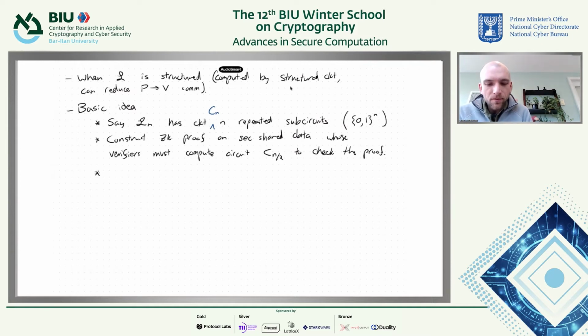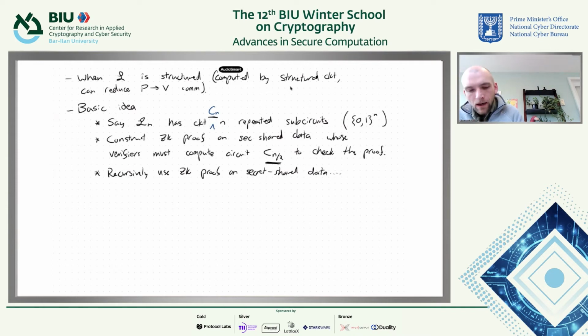So basically checking the proof for the instance of size n requires computing the same circuit on an instance of size n over 2, and then you recursively use zero knowledge proof on secret shared data. So what does that mean? It means that the verifiers essentially ask the prover to convince them that the verifiers would have accepted this kind of next level check. So maybe I'll draw a picture to try to make it more clear.